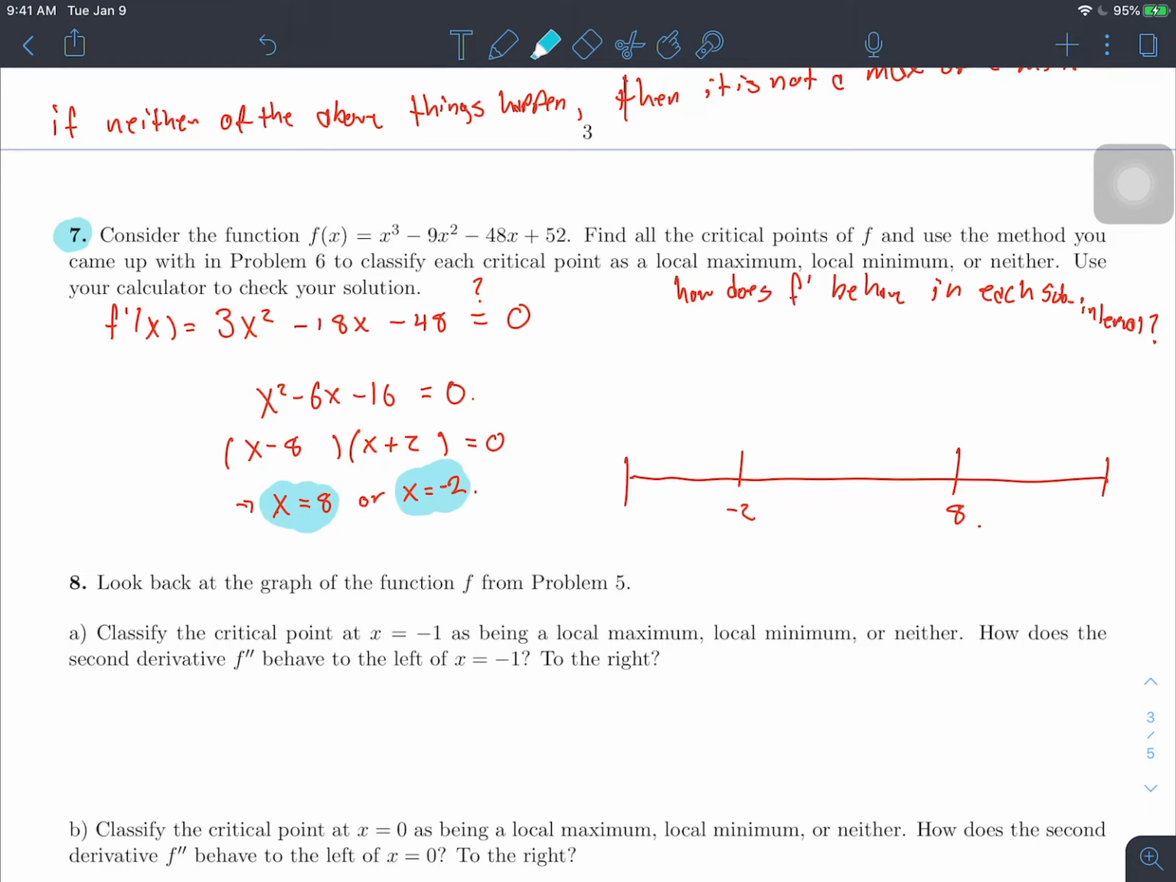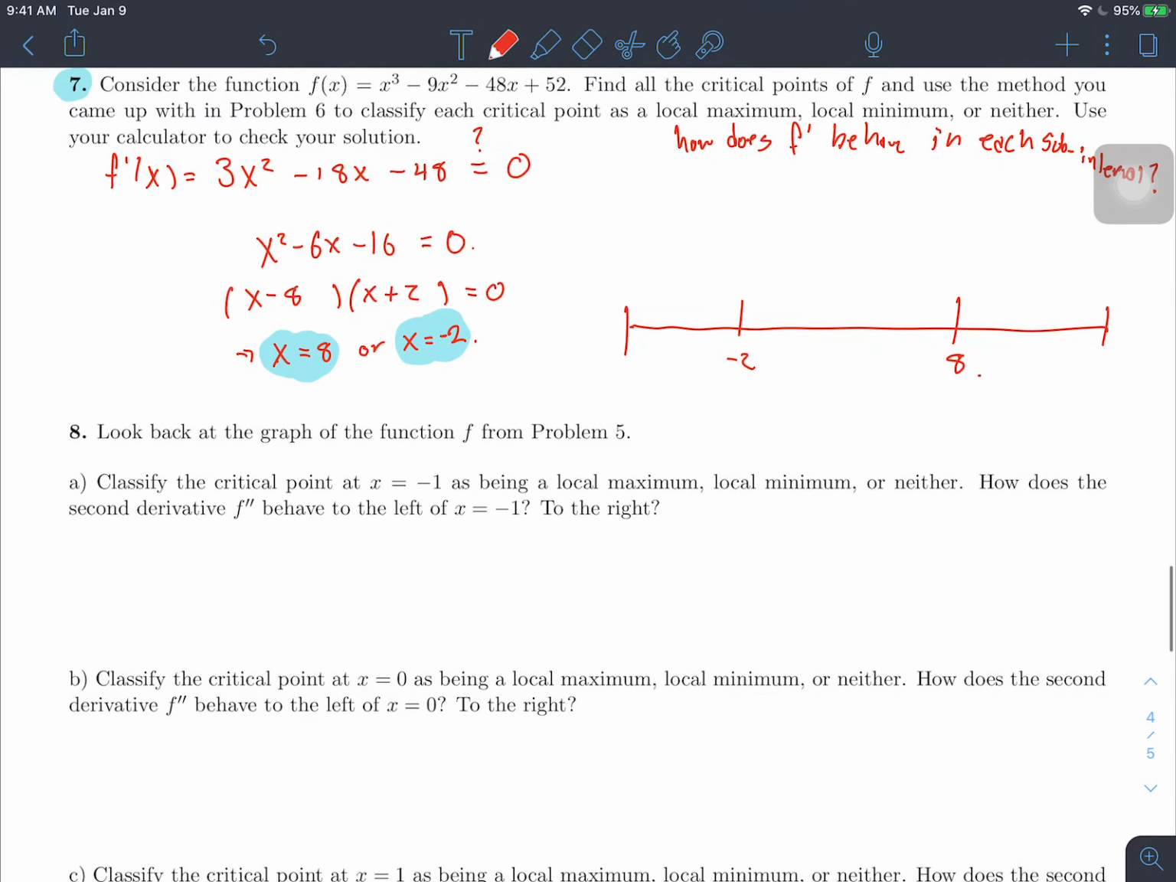Okay. So, what we want to describe is, if I'm looking at my graph here of my function, I don't really know what it looks like, but I know I've got this point -2 and this point 8. I want to know how the derivative is behaving nearby these points, but not at these points.